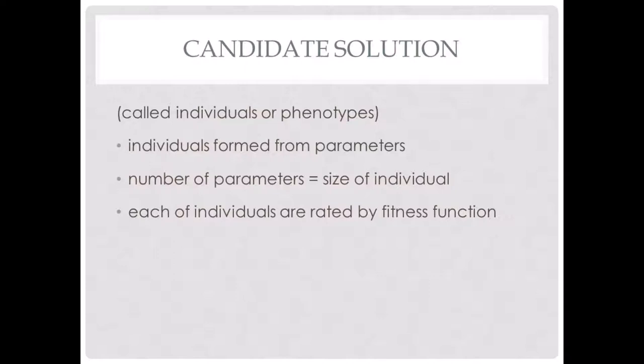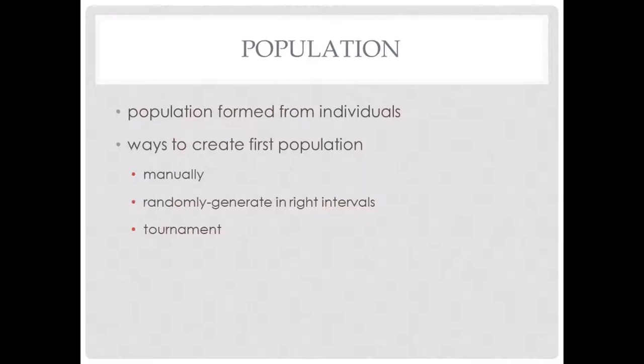When we have a description of geometry and boundary conditions like forces and constraints, we need to specify individuals. A generation is made from individuals, and individuals are formed from parameters. It means the number of parameters is equal to the size of the individual, and each of the individuals is rated by the fitness function. When we have specified individuals, we can form a population.